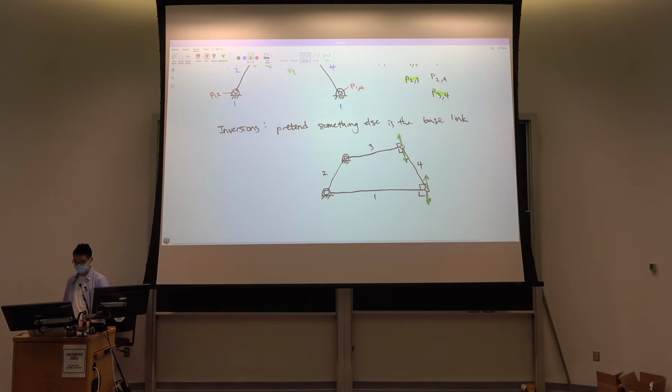Okay. And we know that by drawing the two lines that are perpendicular to those velocities, we can end up with the instance center just by finding the intersection of those two lines. So way off over here, this is P24. Okay?